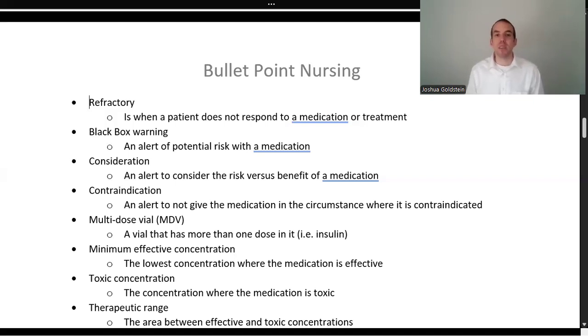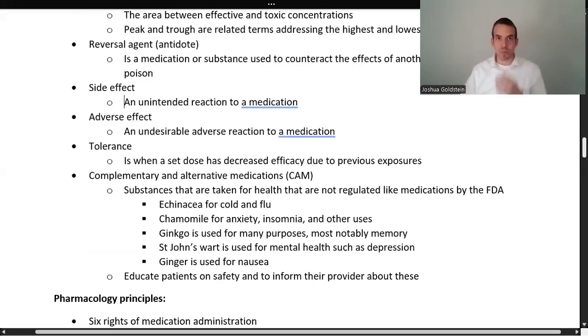Next, we have minimum effective concentration. This is the lowest concentration where a medication is effective. So if I take acetaminophen, Tylenol, when the medication hits some level in my blood and my headache starts to go away, that's the minimum effective concentration. When it gets way above that, it can hit toxic concentration, and that's where it starts to have harmful effects on me. And the area in between, the minimum where it starts to help and toxic where it starts to hurt, is called the therapeutic range.